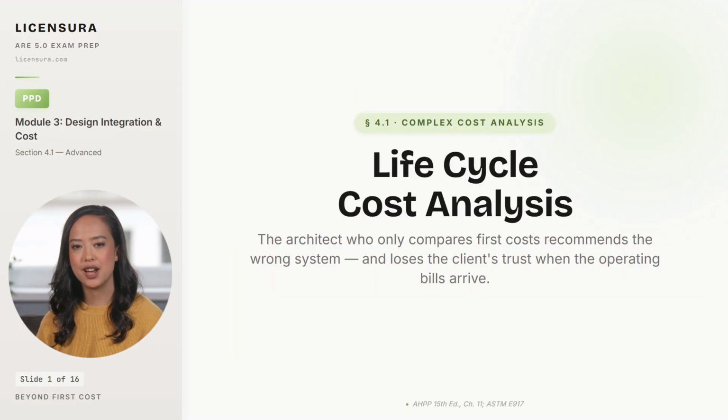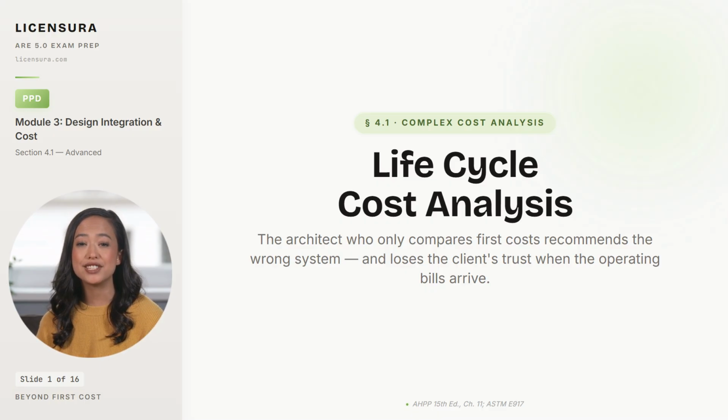Most architects walk into a value engineering meeting having argued only first cost, and the contractor wins every time. The cheapest curtain wall, the cheapest HVAC system, the cheapest roof. Those numbers are easy to defend in a single PDF, and you will recommend them by default if nothing else is on the table. Lifecycle cost analysis exists because that default is wrong about 10% of the time and disastrously wrong the other 90%.